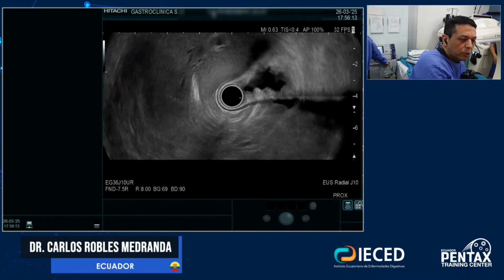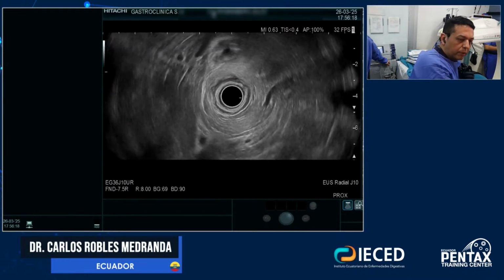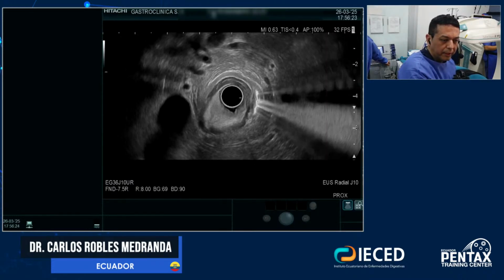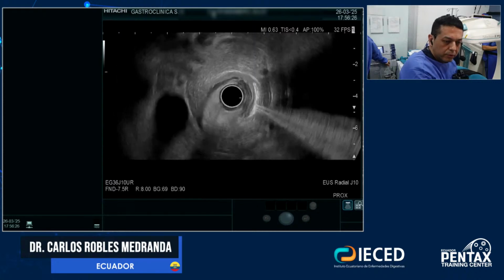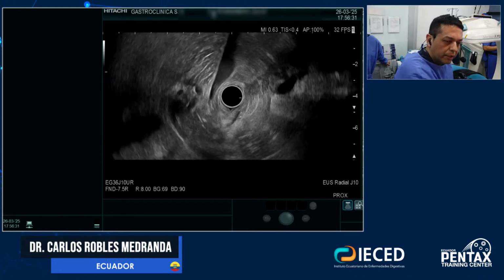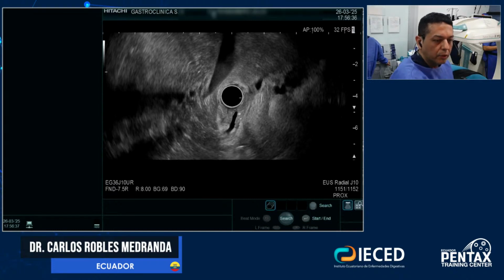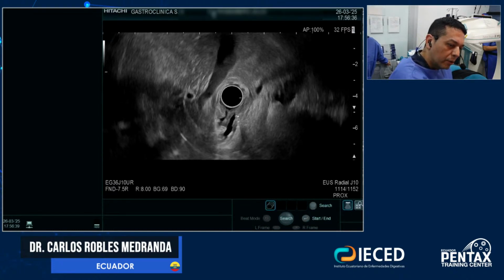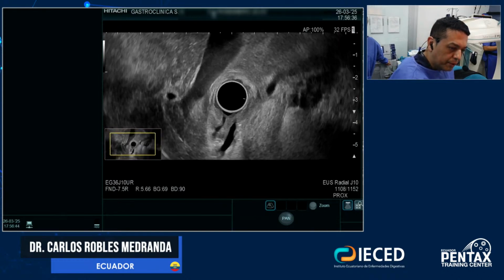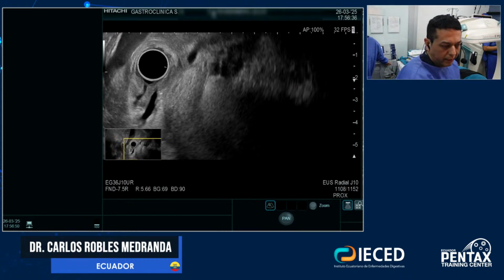So now I am trying to go to the head of the pancreas, right? And I know that not all people like radial. I love radial because I was trained in radial also. So here now, what I am looking at is the head of the pancreas, but I see here a big stone, right? So I want to show you very well. I will increase the image, I will move the image, and I want to show the details, right?